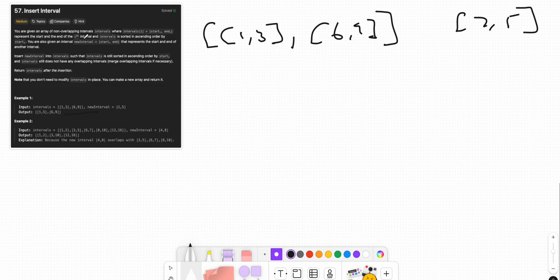The question says the intervals are sorted according to the first element in the intervals. If we sort them, the first one here is 1, the second one is 2 because I'm sorting by the first element, and the third one is 6. Then the first one becomes [1,3].